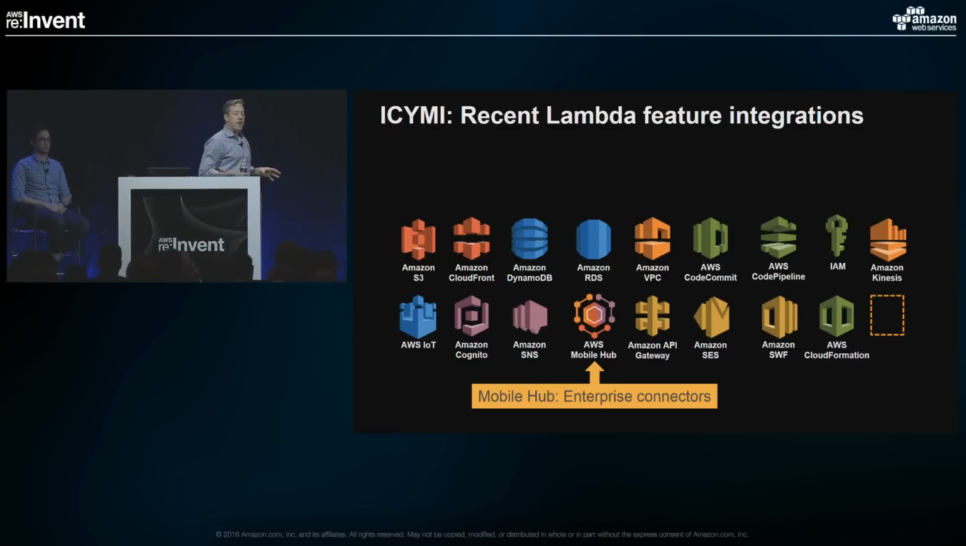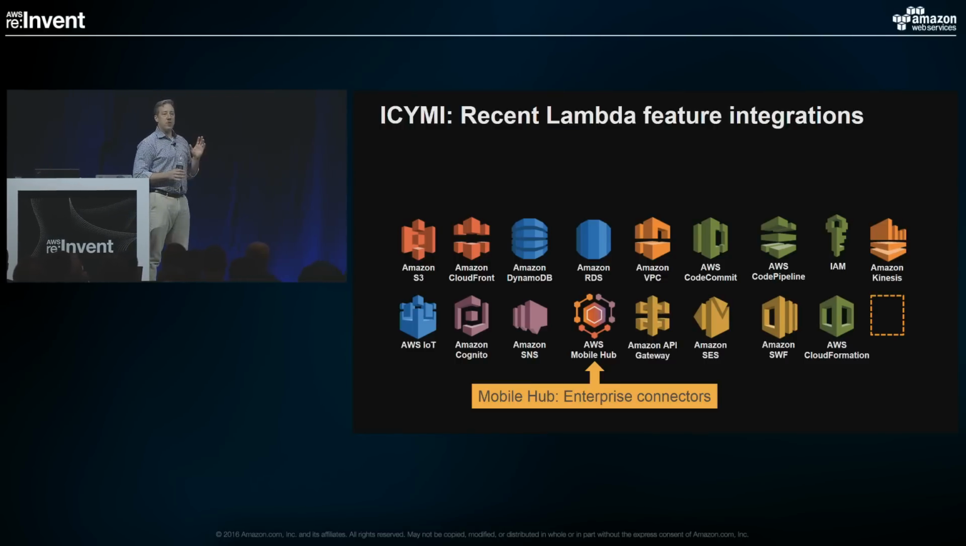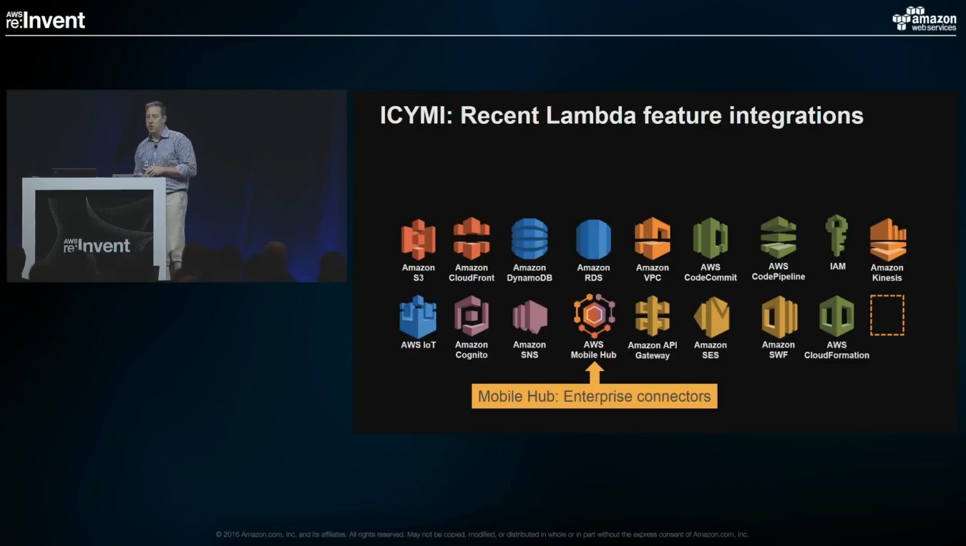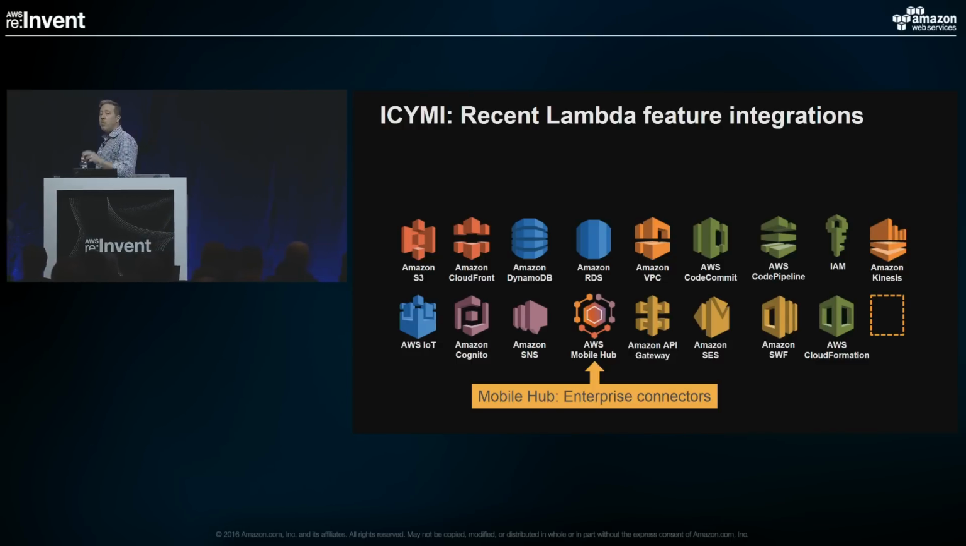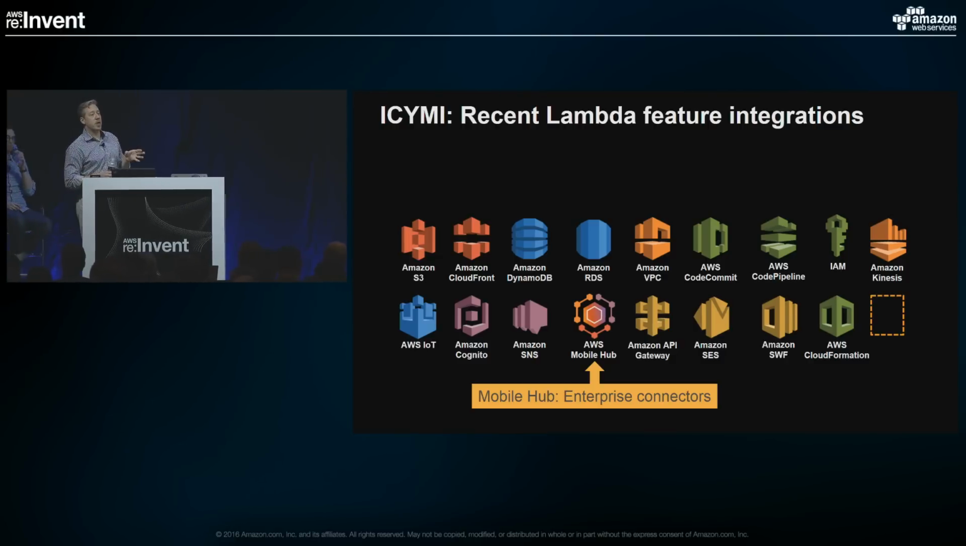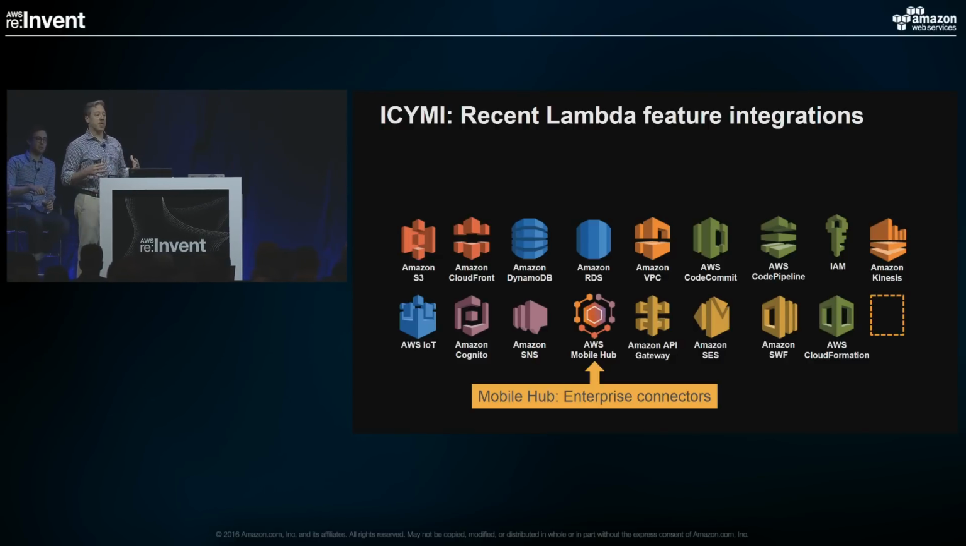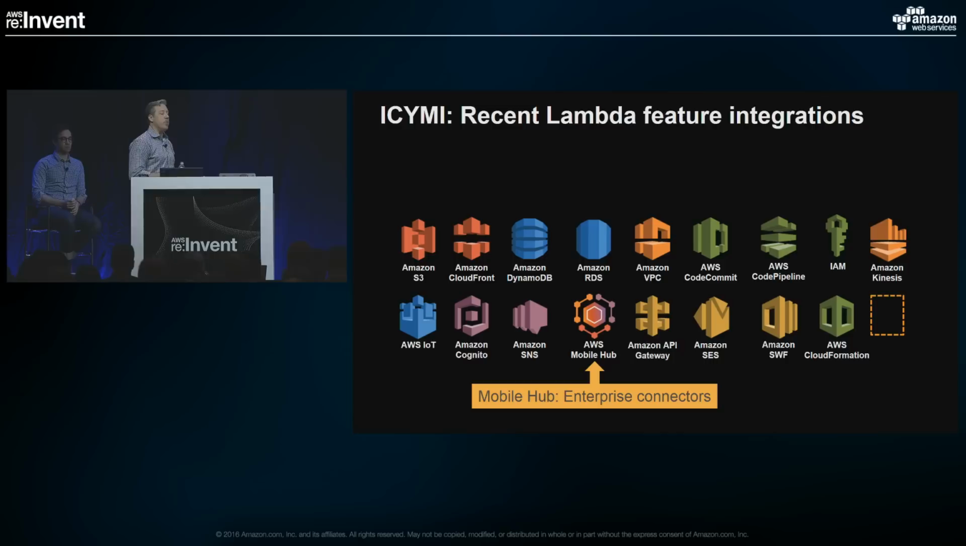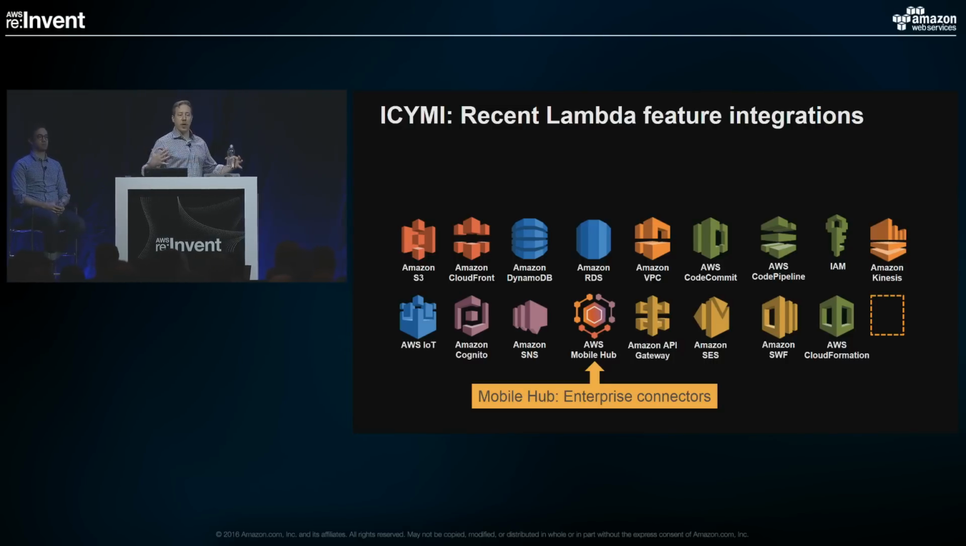Now, just in the last week or so, Mobile Hub has launched enterprise connectors that are built using Lambda functions. So if you want to create mobile apps, in fact, it's not even limited to mobile. If you want to create any apps that use these connectors to go out to, for example, Salesforce, you now have a really easy way to do that.